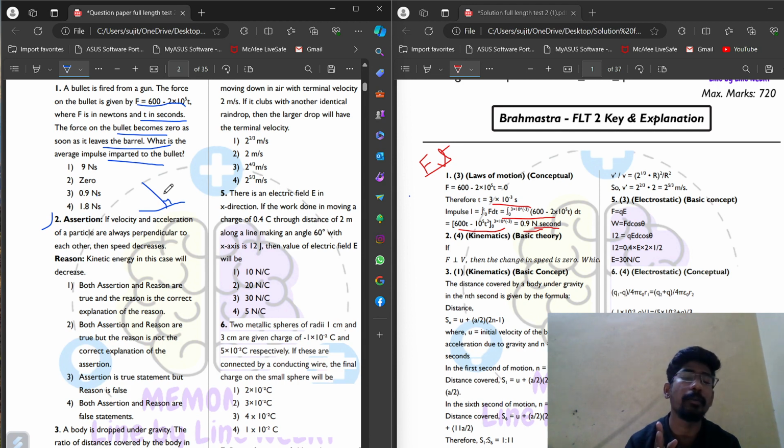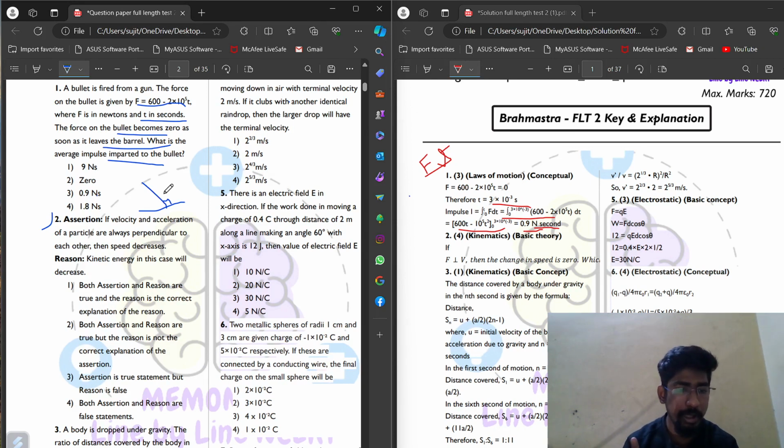what is the definition of acceleration? That is change in velocity per unit time, right? That is v minus u by t, where v is the final velocity, u is the initial velocity, and t is the time duration, or the change in time, right? So here if the velocity and acceleration are perpendicular to each other, that means there is no change in velocity. So there is no change in velocity, which means del v, the change in velocity, equals 0.